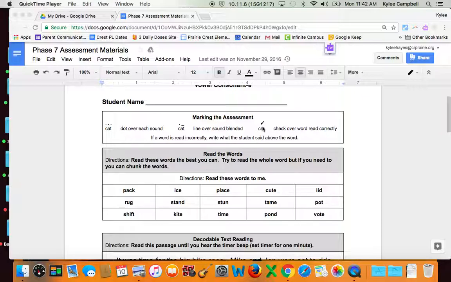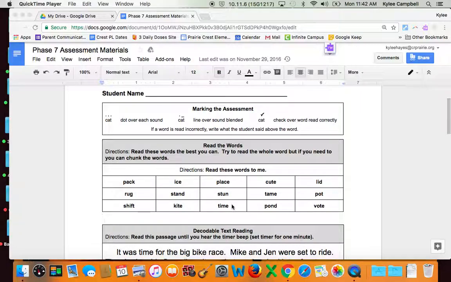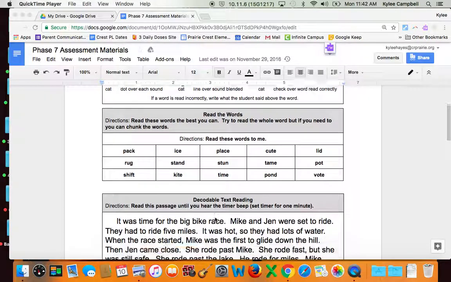And then if they read the word correctly, you can just put a check mark in the corner of the box. So just make sure that we're marking that correctly. If it's read incorrectly, write above the word what they said. For example, if they read palace instead of place, we would write palace up above.